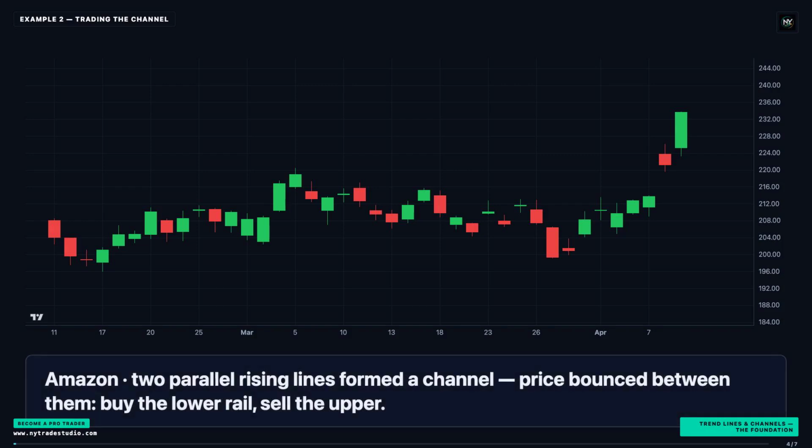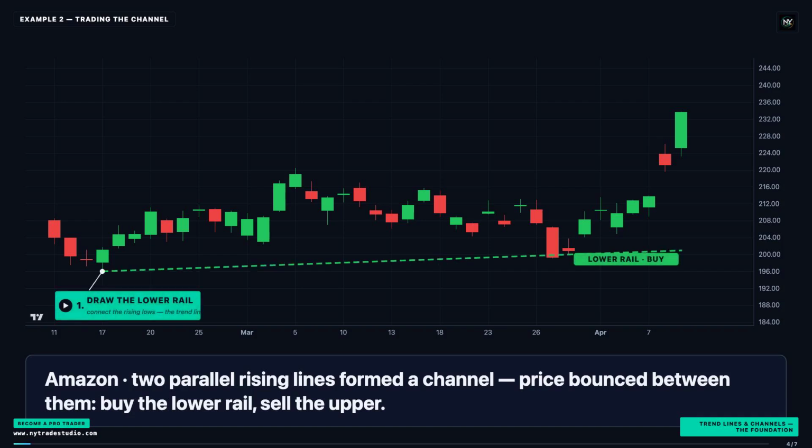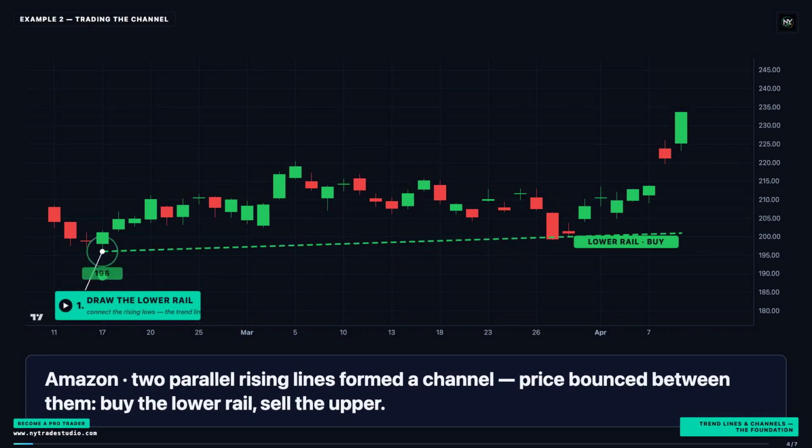Our second example adds the second rail and turns a trend line into a channel. This is Amazon, grinding higher through late February and March. We start exactly like before. Find the rising lows and draw the trend line. Amazon made a low near 196 in mid-February, then a slightly higher low near 200 at the end of March.